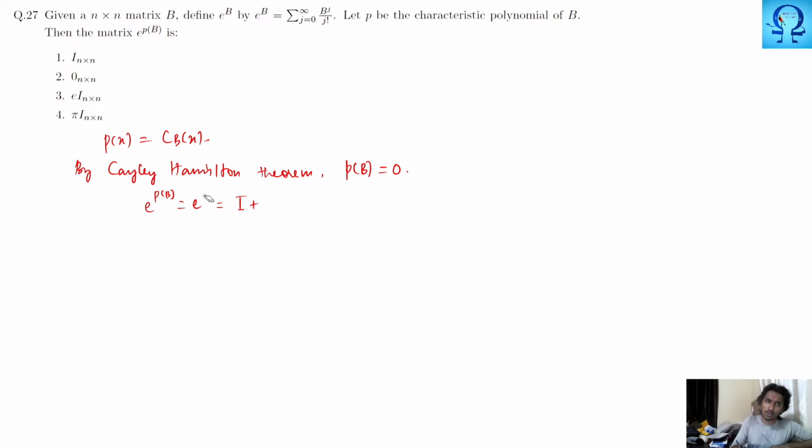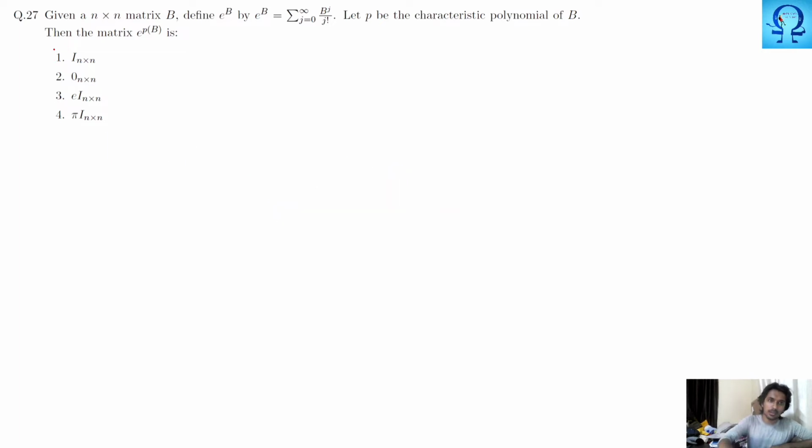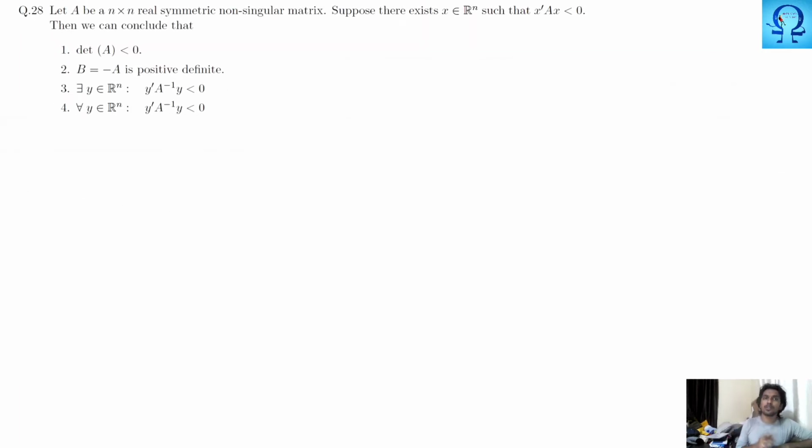If you substitute and expand, you get the identity matrix plus p of B upon 1 factorial plus p of B squared upon 2 factorial, and so on. Since every other term is 0, the result is an identity matrix. That's it. We move to the next question.